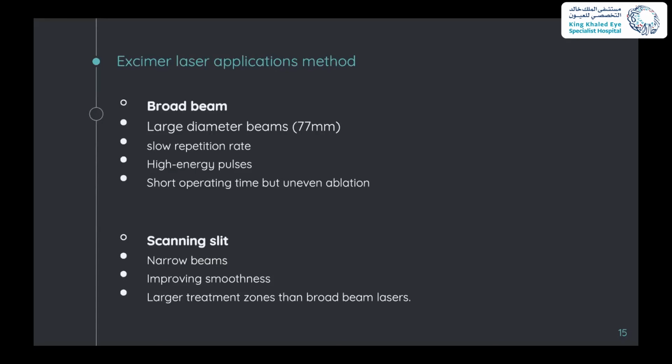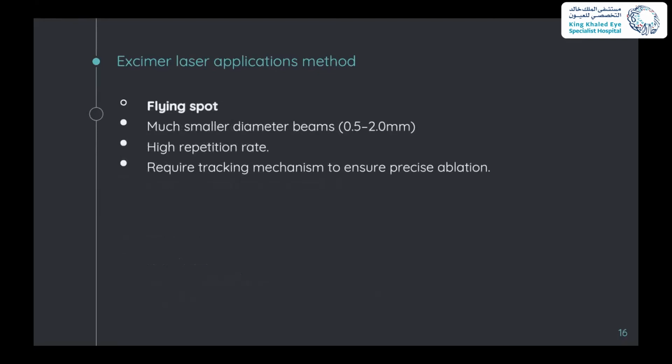Then the idea of a scanning slit came with a narrower beam, which improved the smoothness of the ablation. And of course, it tends to give us more room, more space, and a larger treatment zone. The newer generation, the flying spots, uses very small beam diameters from 0.5 to 2 millimeters and a very high repetition rate. But of course, they need a very good tracking system in order to do a very precise ablation.